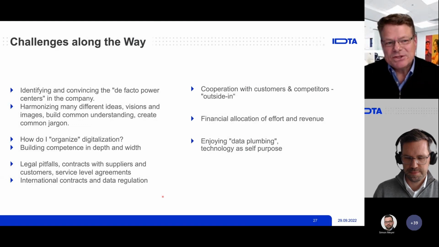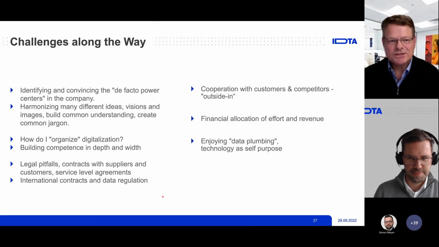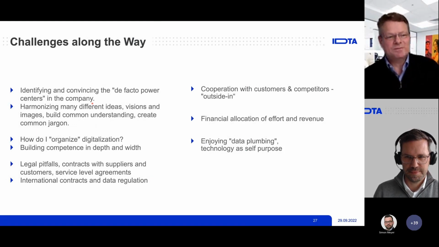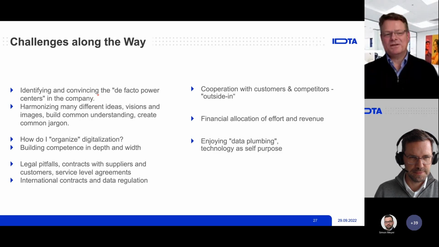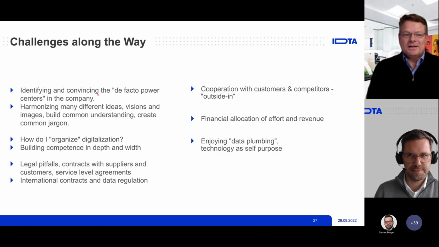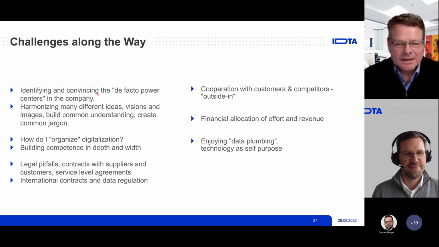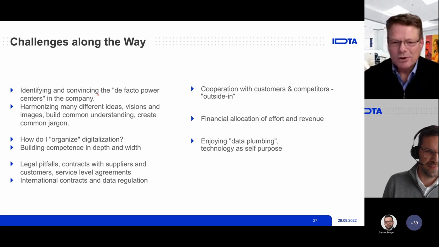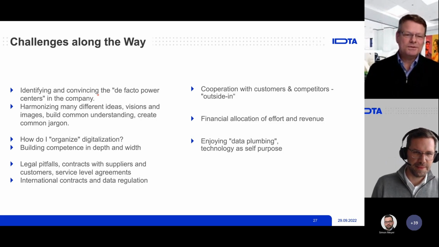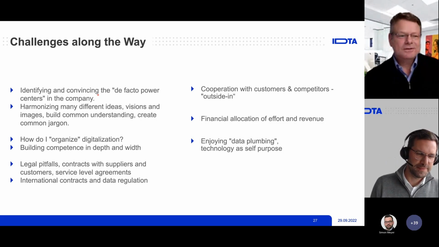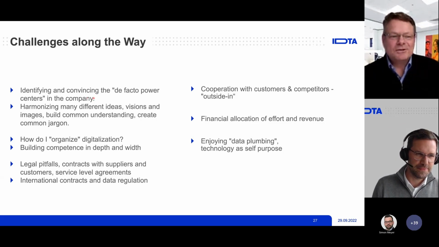Then there might be some challenges. One challenge that we have noticed in several projects is you need to find the de facto power centers in the company. The company does not always work like the org chart says. There might be very powerful, influential people that can block or influence or promote certain ideas. So you need to find these and convince them and get them started.